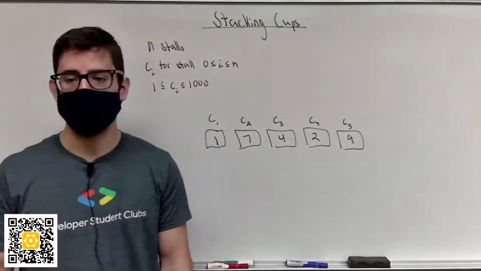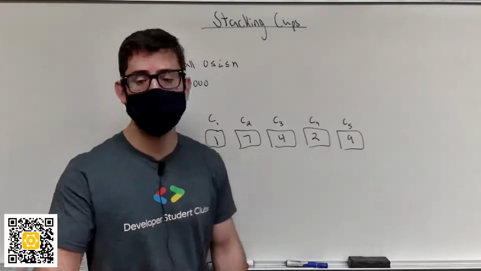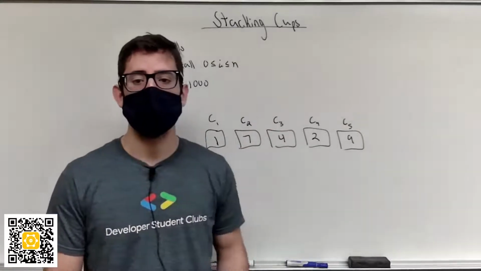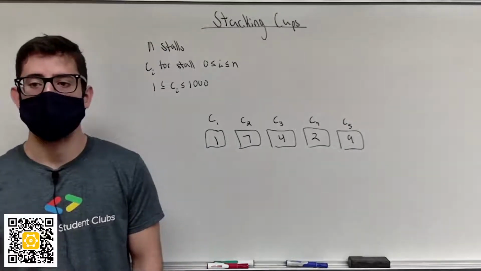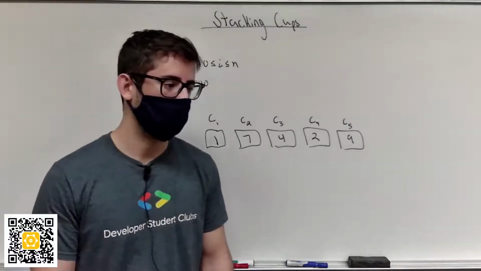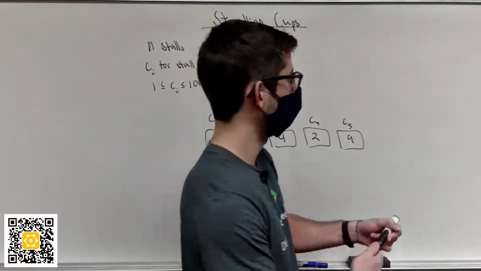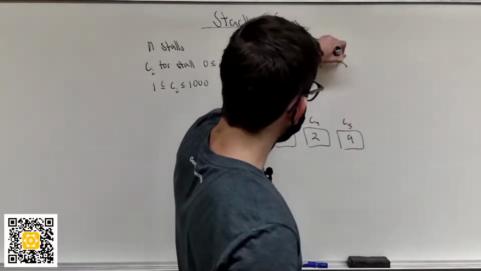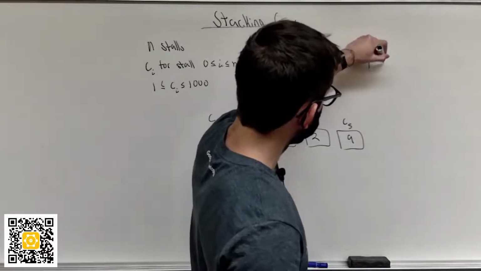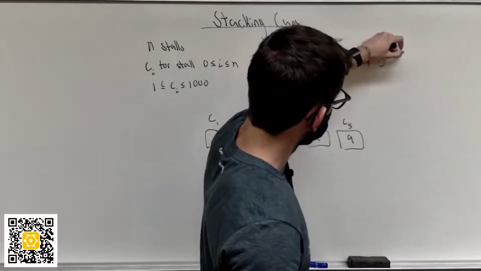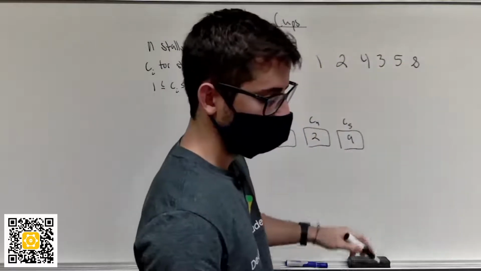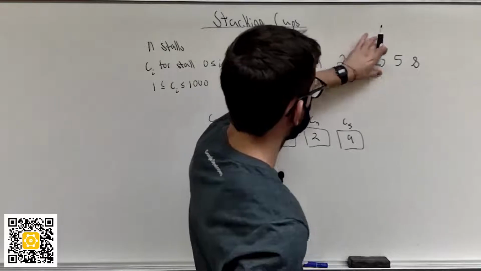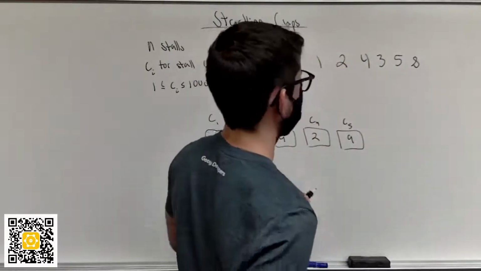LDS. You might be more familiar with the longest increasing subsequence. I used that for the buying and selling stocks, I think. It's another very common problem. We can have 1, 2, 4, 3, 5, and then 8. The longest increasing subsequence could be 1, 2, 3, and 5.